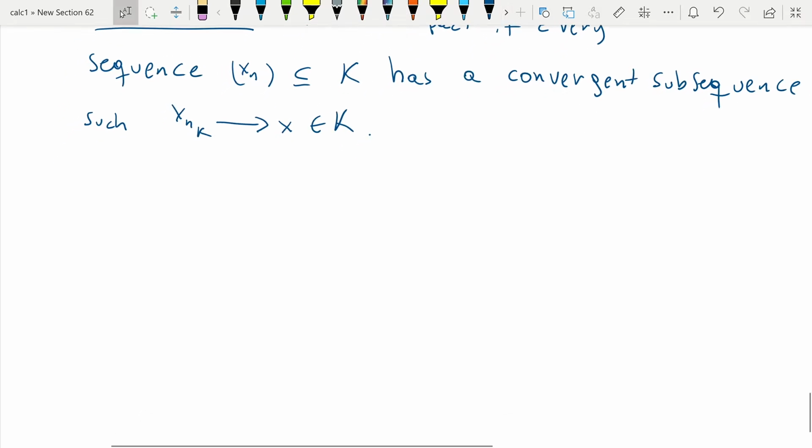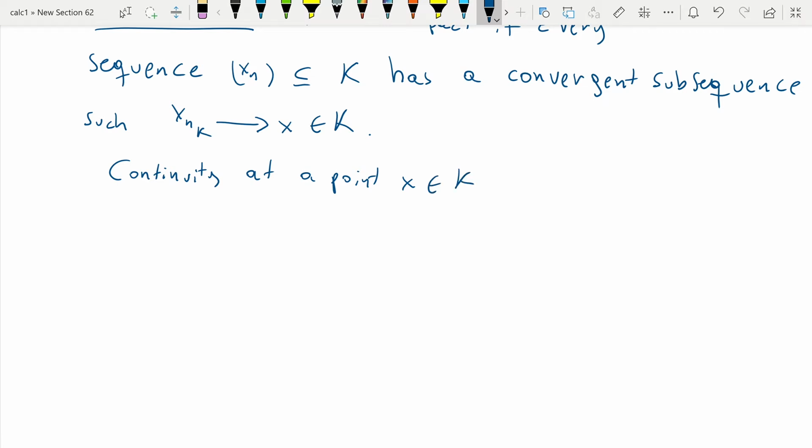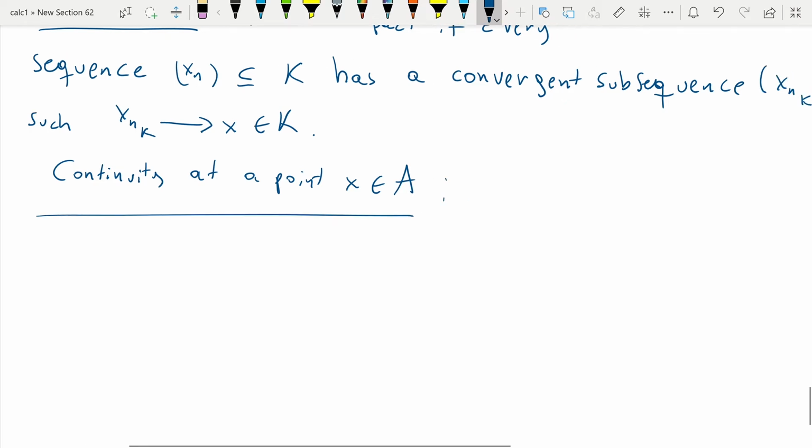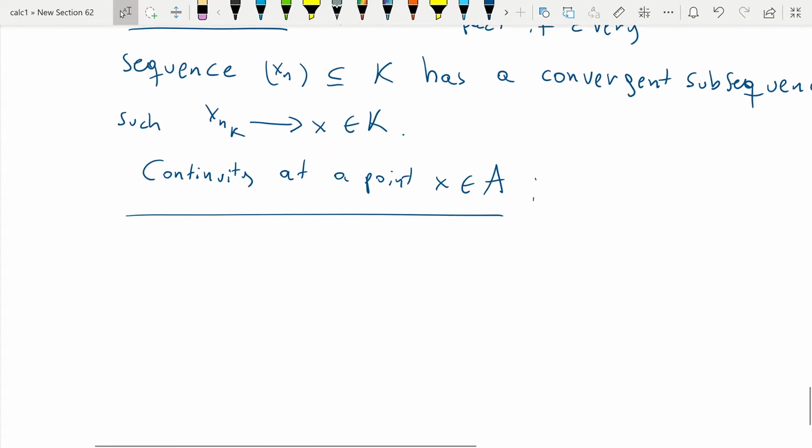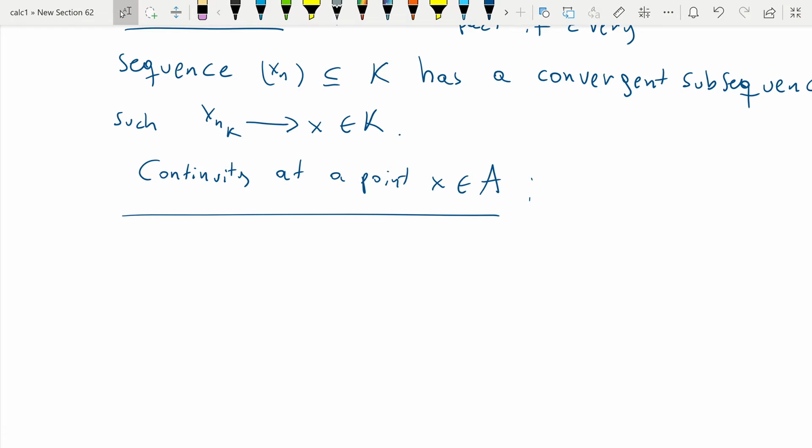Now, remember, this is just to contrast things. So the concept of continuity at a point x, say in K, in a set K or in a set A, just to make the distinction. For a set, we're going to write everything and make every dependence explicit, so that we know what the differences are when we talk about continuity versus uniform continuity.